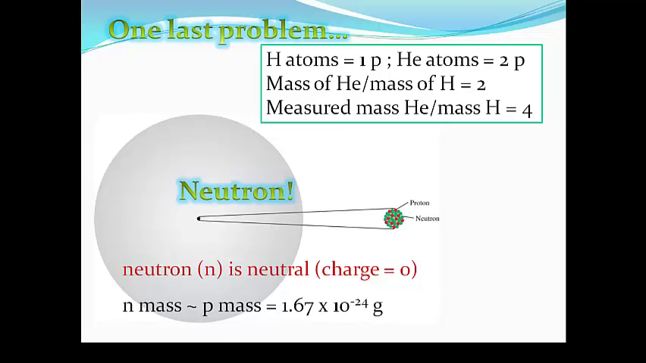Table 2.1 summarizes the mass and the charge of the three subatomic particles that you need to be responsible for: the electron, the proton, and the neutron.